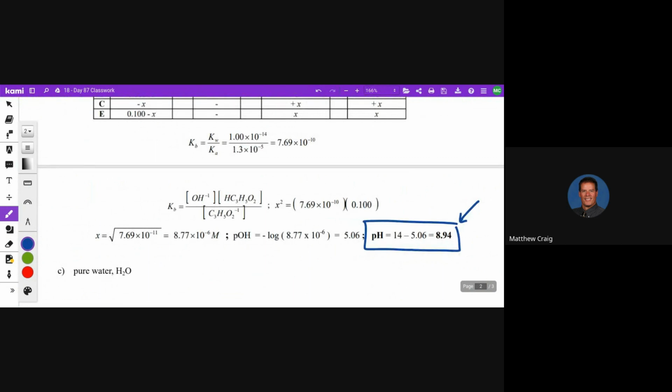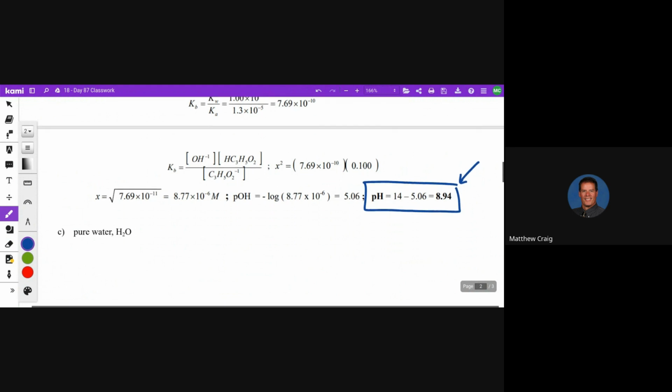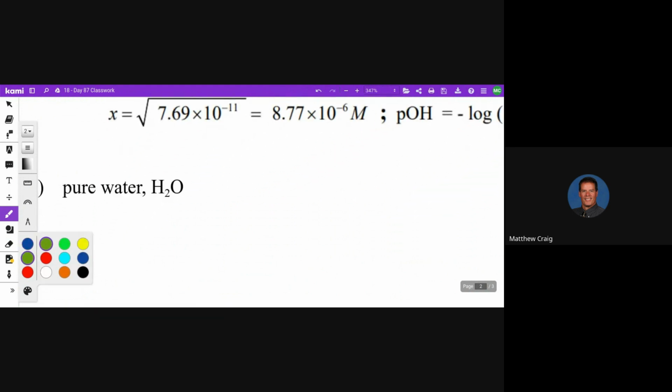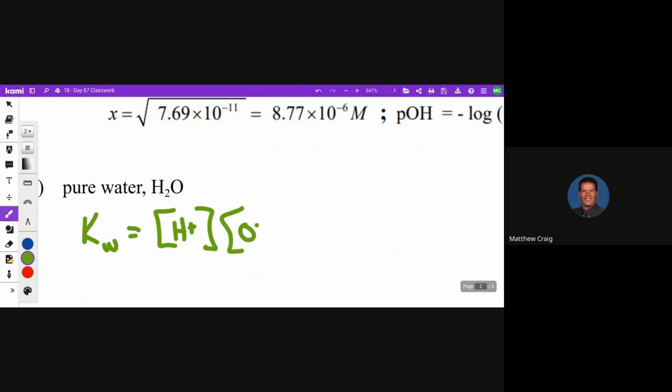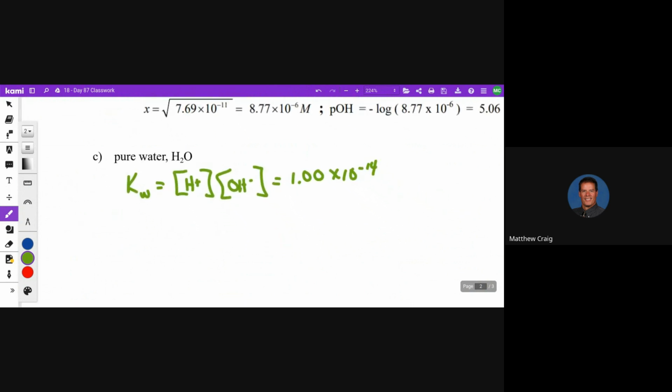Pure water. Now, I know that many of you know that pure water has a pH of 7, but you have to be able to prove why it has a pH of 7. You can't just say, well, pure water has a pH of 7. Keep in mind that the Kw value is equal to the hydrogen times the hydroxide concentration, and it has a value of 1.0 times 10 to the negative 14. That is given to you on your equation sheet. You may want to make an ICE chart. I would highly recommend it.